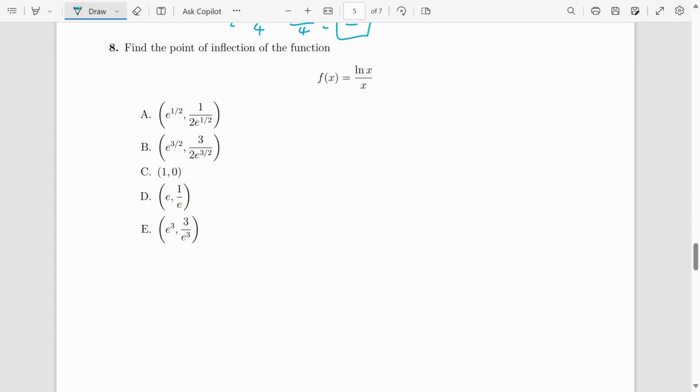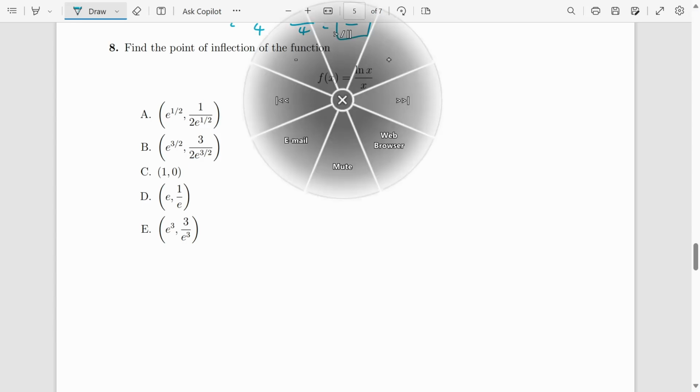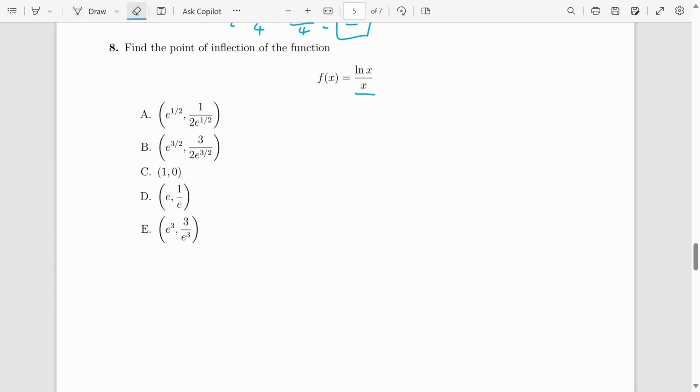Question 8. Find the point of inflection of the function ln x over x. I don't know why they used point of inflection instead of just inflection point, but anyways, that's what we're trying to find, the inflection point of this function. And we know how to find those. We set the second derivative of f equal to 0, and then solve for x. In this case, we have to do an additional step. This finds the x value, and then afterwards we plug that into the original function to find our y value.